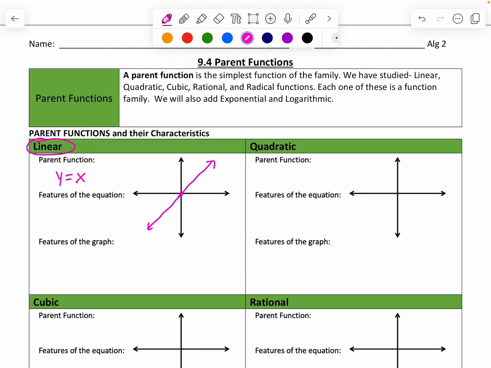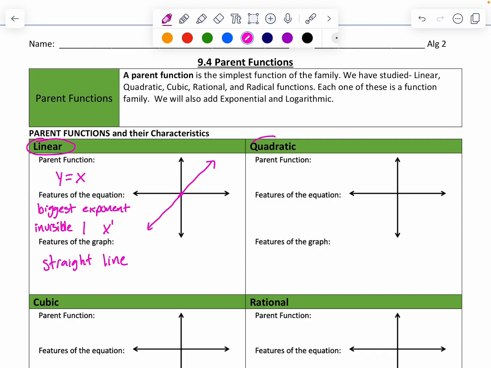Features of the equation, you'll notice, is it's going to have an x, and its biggest exponent is going to be an invisible 1. It doesn't really have a visible exponent, but it really is an invisible 1. So usually it's just an x, but it's like an x to the 1. Features of the graph, I'm sure you know it is a straight line. That's what makes it linear.